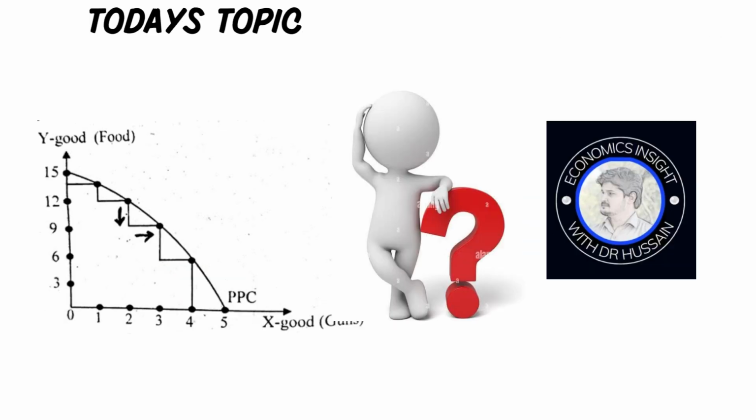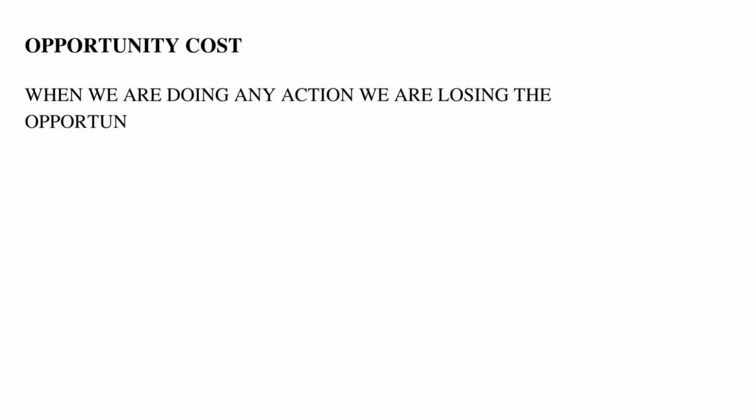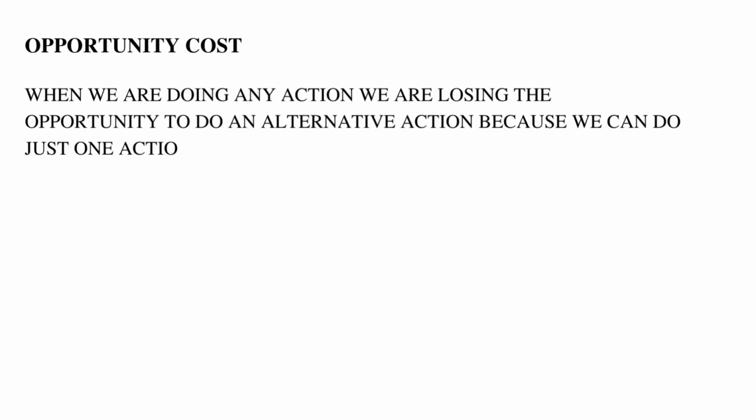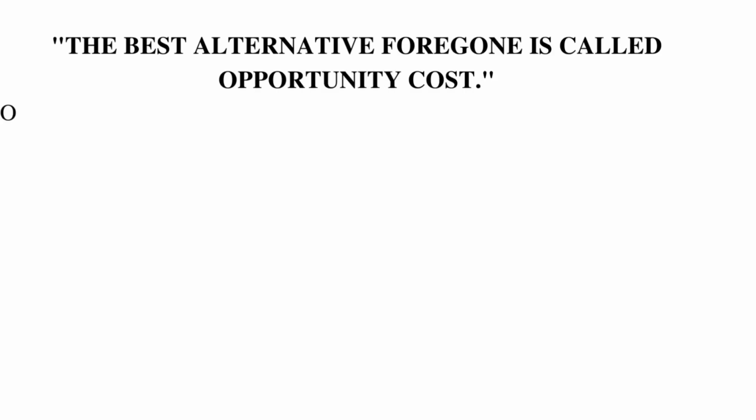Today's topic: opportunity cost. When we are doing any action, we are losing the opportunity to do an alternative action because we can do just one action at a time. Thus, alternative cost is opportunity cost. The best alternative foregone is called opportunity cost.